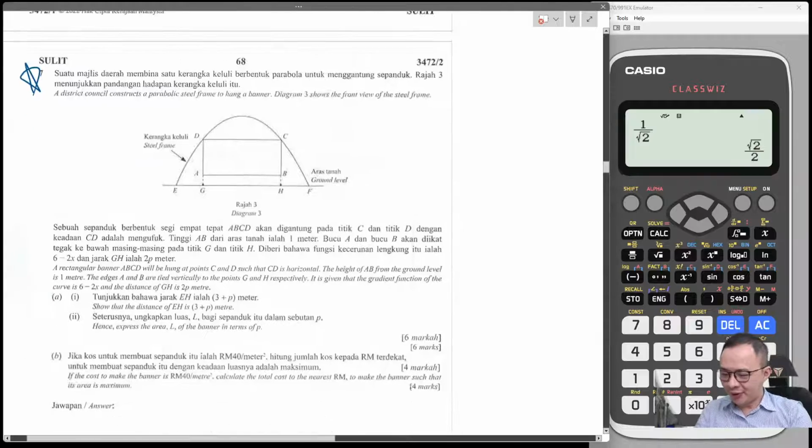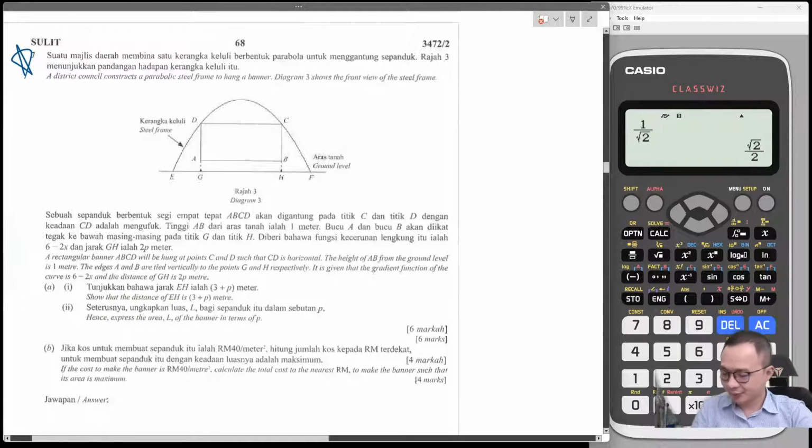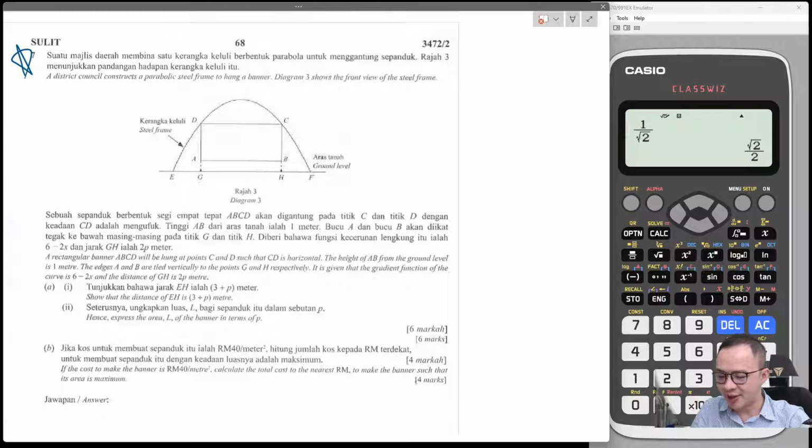Okay, so we come to these questions. A district council constructs a parabola steel frame to hang a banner. So I assume the banner is somewhere in the middle here. Diagram 3 shows the front view of the steel frame. A rectangular banner ABCD will be hung at the points C and D, such that CD is horizontal. Horizontal means parallel to the x-axis. And then the height of AB from the ground is 1 meter. So here we have 1 meter here.